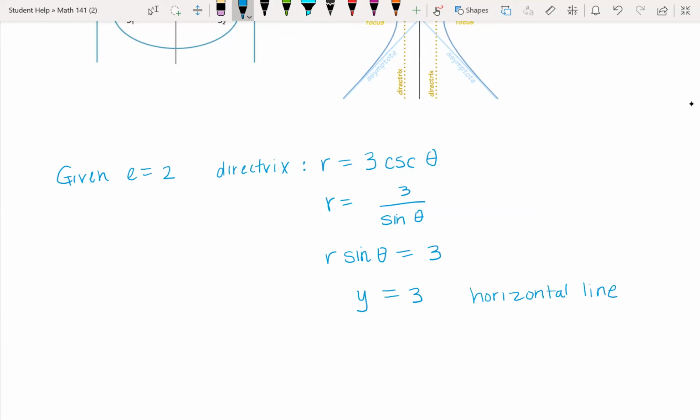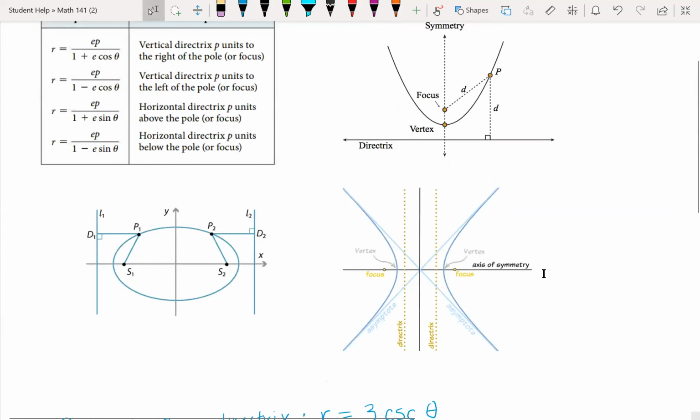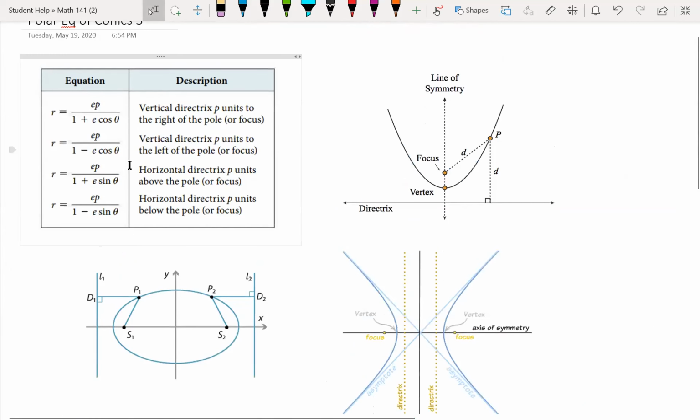So we know that this is a horizontal line. And since it's a hyperbola, we think this is going to be opening up, down. So it's going to be one of the equations that has sine in it, right? So looking back up at our equations here, the directrix is going to be either above or below the pole.